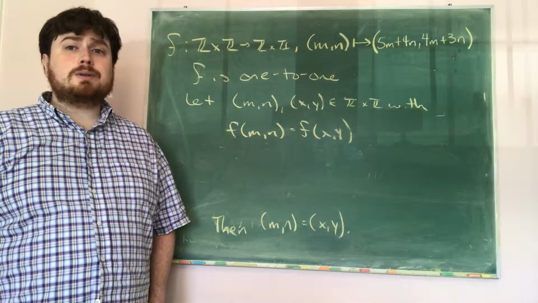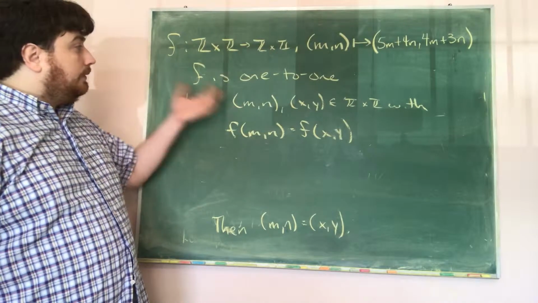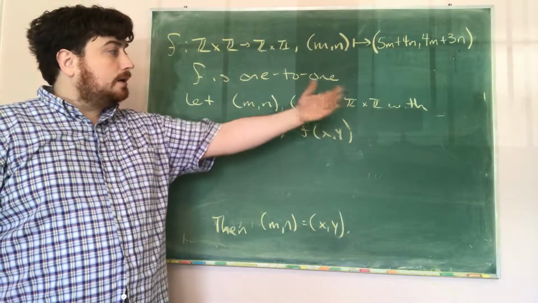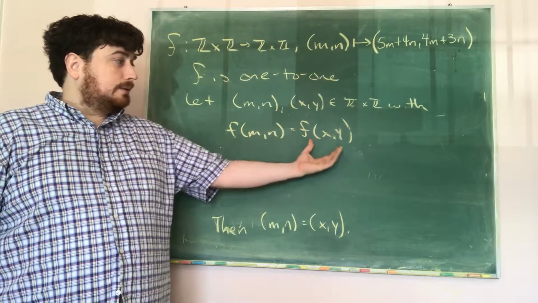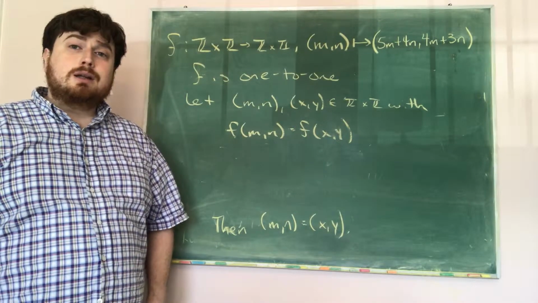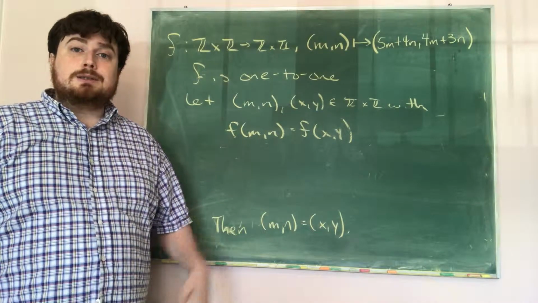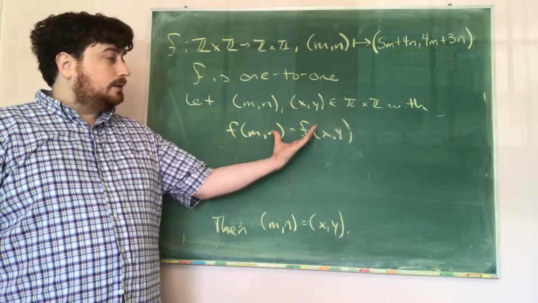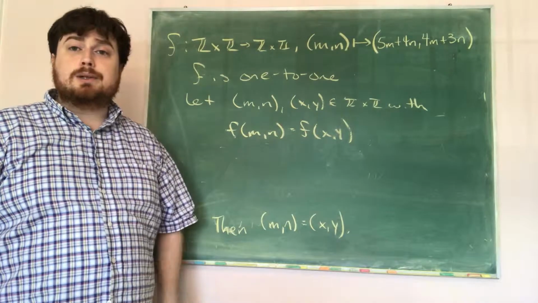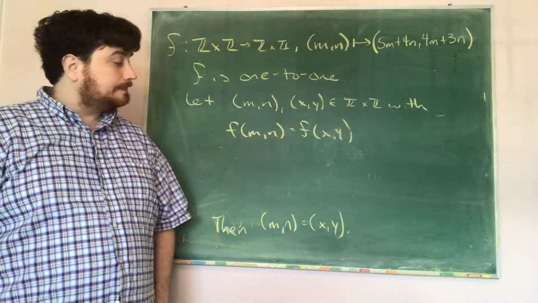Alright, so now we want to show that our function is one-to-one. What we want to show is that if we have m, n and x, y in Z cross Z, where the function value of m, n is equal to the function value of x, y, this has to mean that m, n is equal to x, y. And this means that it would be one-to-one, because two distinct things cannot get mapped to the same point; if two things got mapped to the same point, they'd have to be the same to begin with.